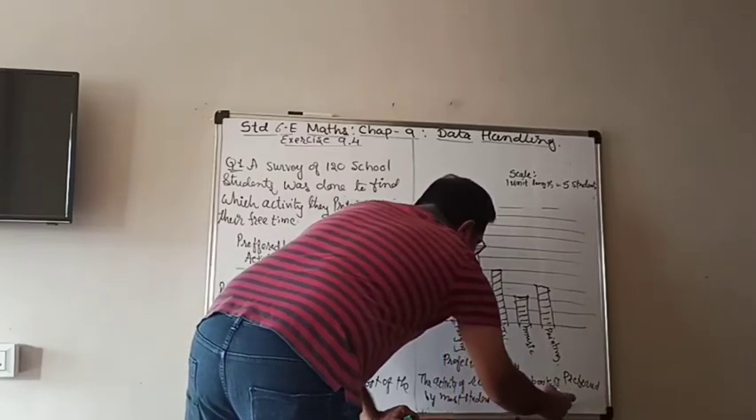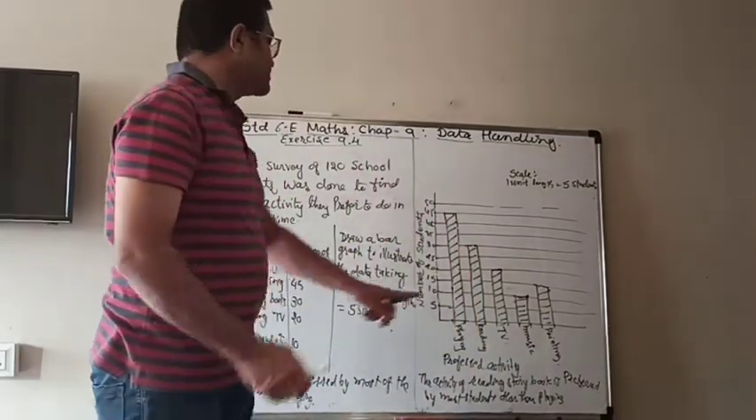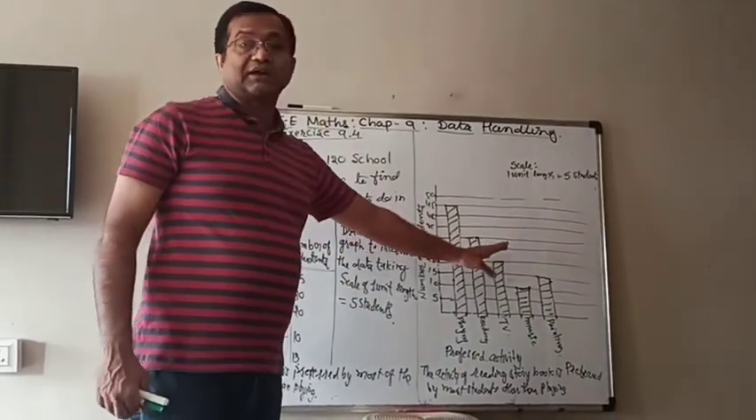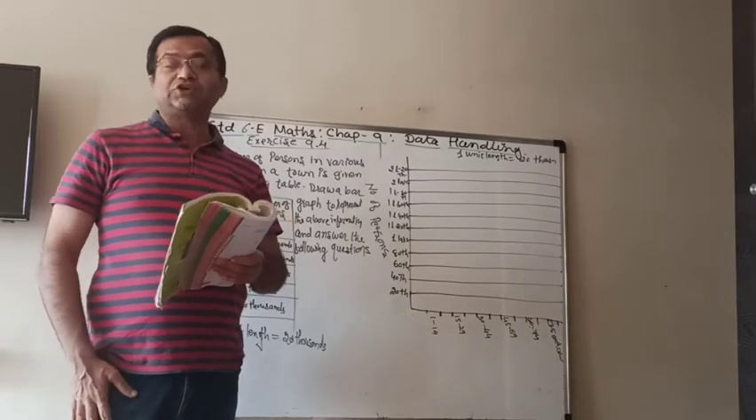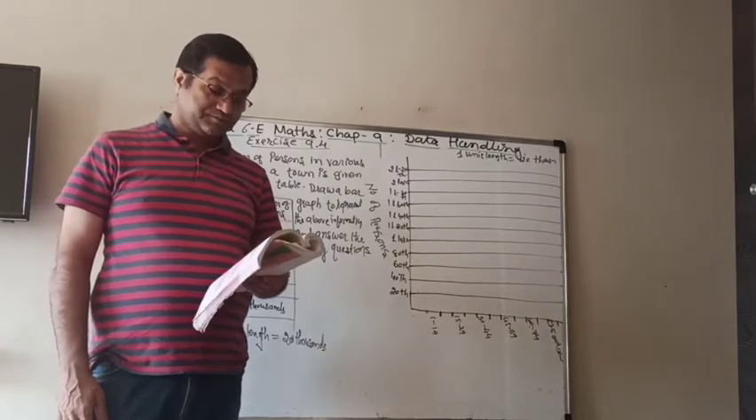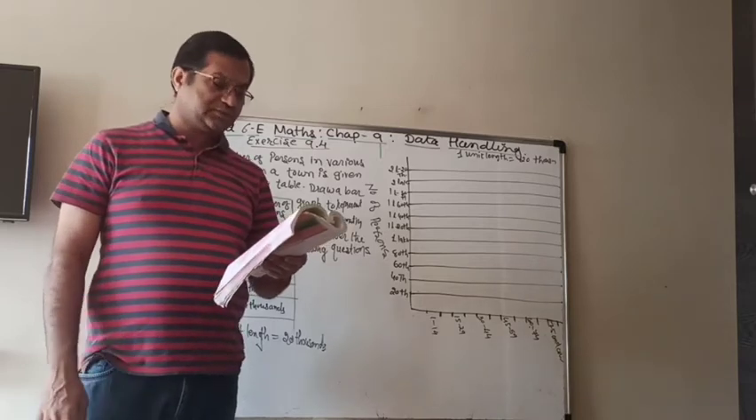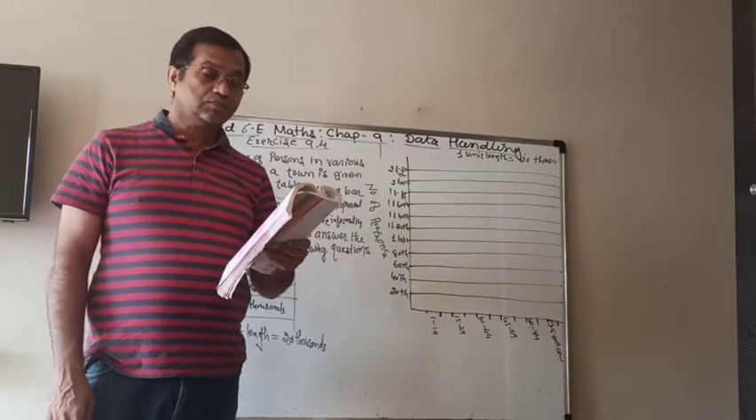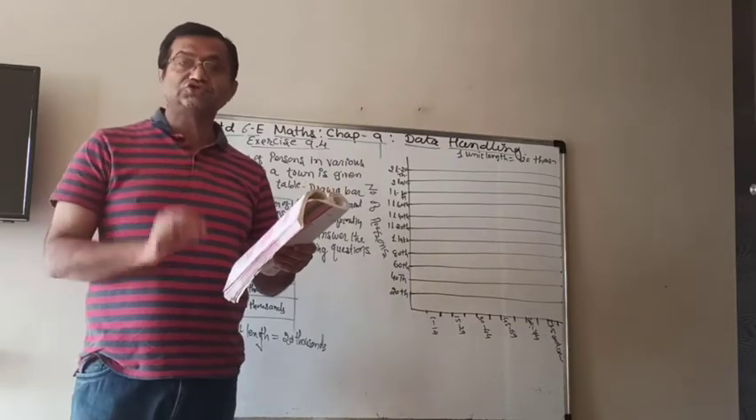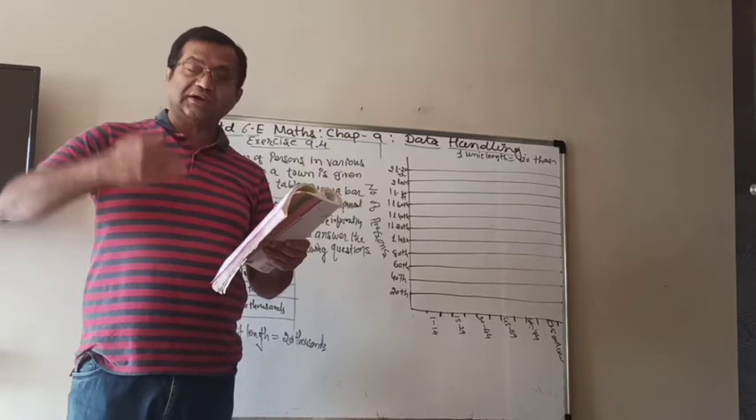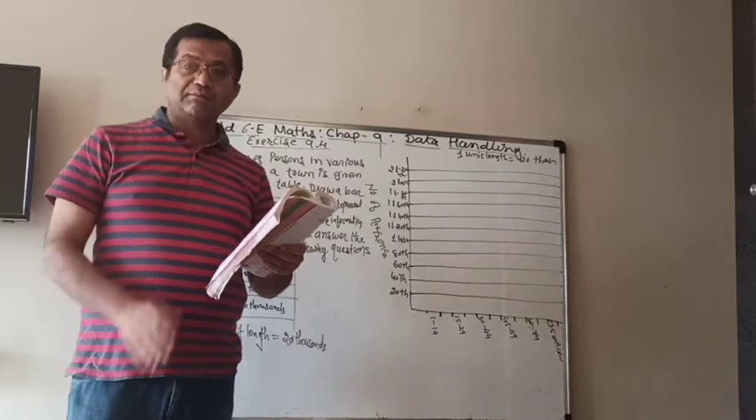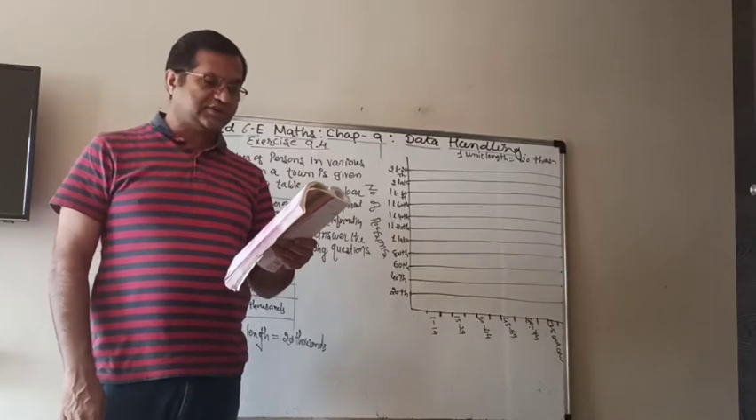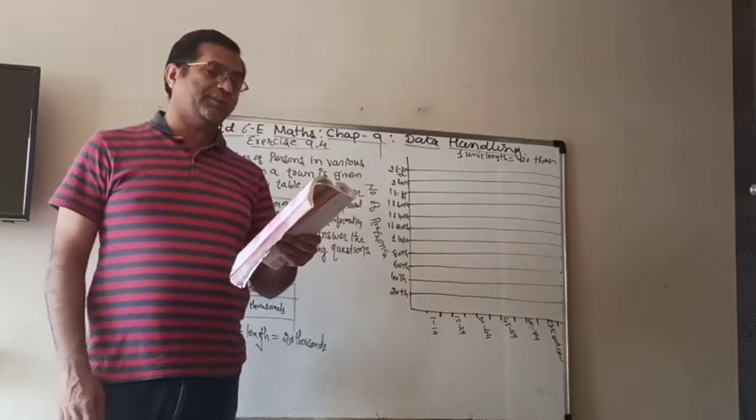So other than playing, the next most preferred activity is reading storybooks. By this way you can draw the bar graph. Now question number 2 and question number 3 are easier, in which you have to choose your own scale. So be careful and choose your proper scale, so that you can make maximum use of the graph paper, and your bars are not too small, so that it looks proper.